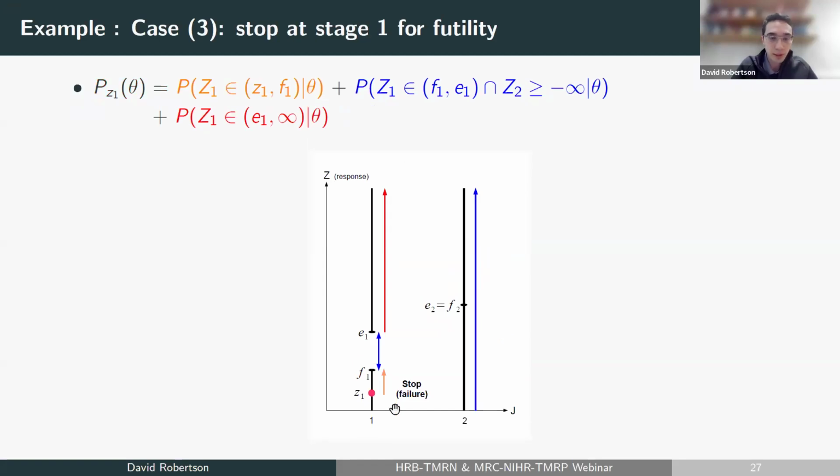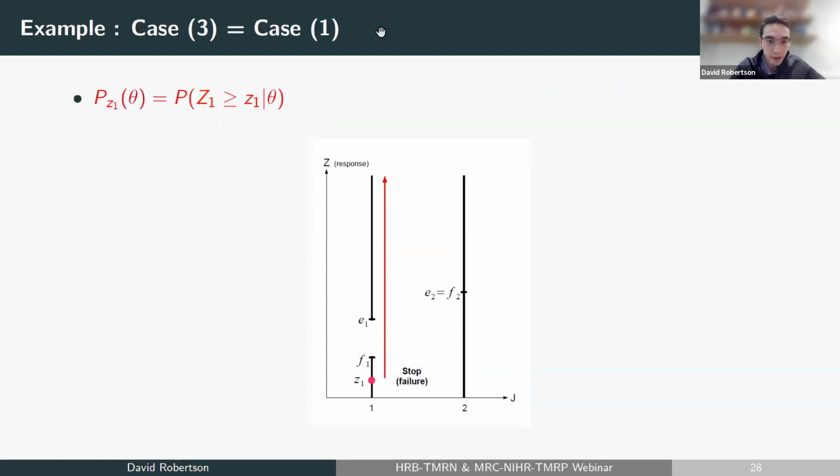And finally, what happens if we stopped at stage 1 for futility? What's more extreme evidence against the null? Well, we could have still stopped early for futility at stage 1, but observed a larger test statistic, so that's this term in orange. Or we could have continued to stage 2, that's this term in blue. Or we could have stopped early at stage 1, but for efficacy. And actually, if you just add all those things up, that's just the probability of observing a larger test statistic in the first stage.